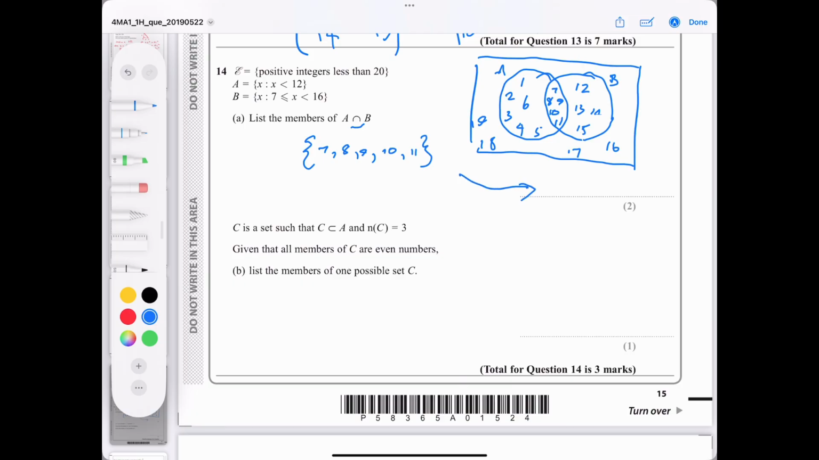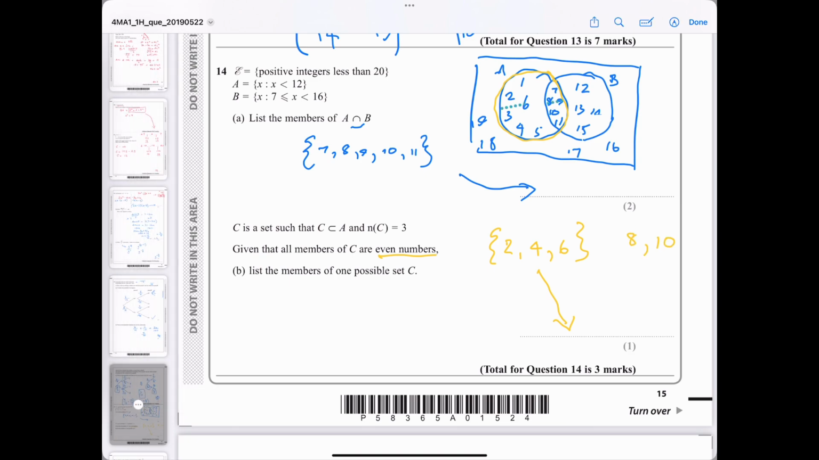Right. C is a set such that C is a subset of A and the number of members in C equals 3. So it basically means that it has to belong to this bit here. Okay? List the members of one possible set C. So they're all even numbers. So it means that you look into A and you say the numbers in A that could be in C are 2, 4, 6, and then we've actually listed 3, so that means that's the answer there, but you could also have 8 and 10, and that's your answer.